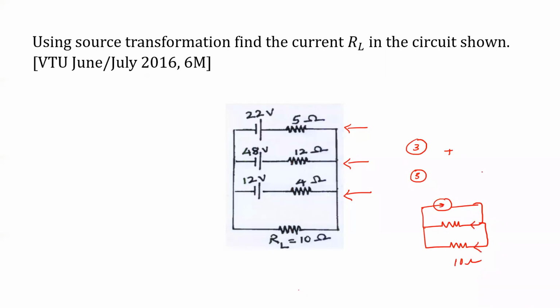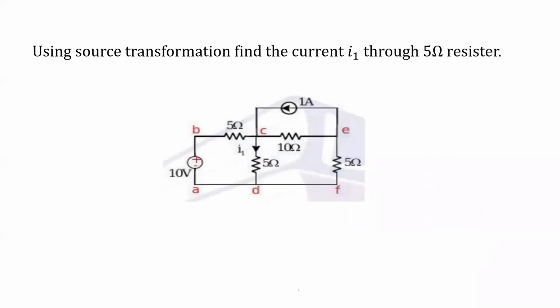Again using the current division rule, we can calculate the current through the 10 ohm resistance here. Current through 10 ohm resistance. All right. So solve it on your own and update the same in the notes. We solve the next problem.